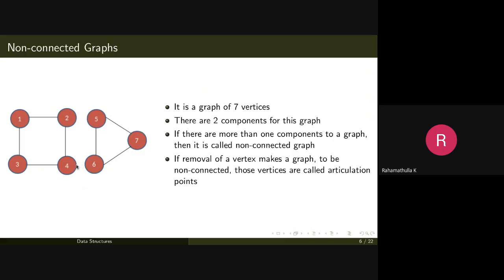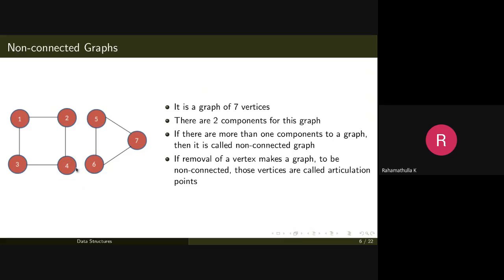Let's say we had an edge between 4 and 6, and this was a connected graph. And if you remove a vertex from this graph, for example vertex 4, then this edge will be removed, this edge will be removed, and the edge from 4 to 6 also will be removed. Then the graph will be divided into two connected components, or now the graph is non-connected. Such vertices are known as articulation points.